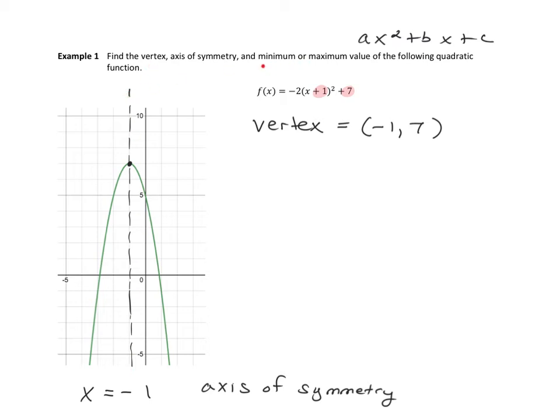And then, okay, well, there's also a min or max value. So which is it? Since this number is negative, the graph is opening downward. That means there is a highest point or a maximum value on our graph. So that maximum value occurs right here. So I'll say there is a max value of 7. And this happens, I'll say it occurs, at x is equal to negative 1.